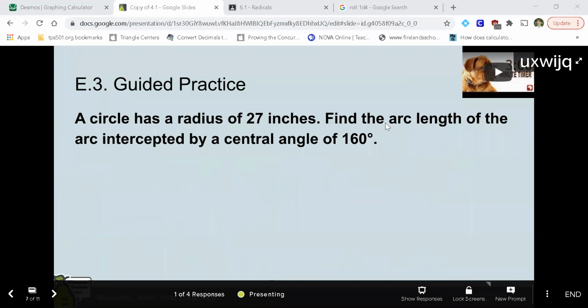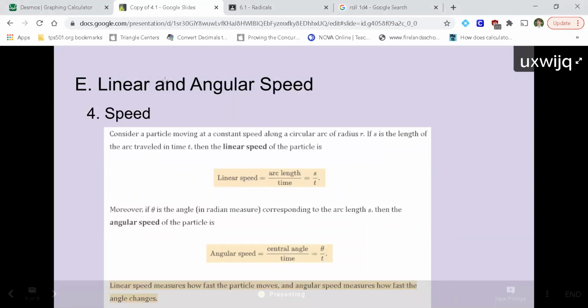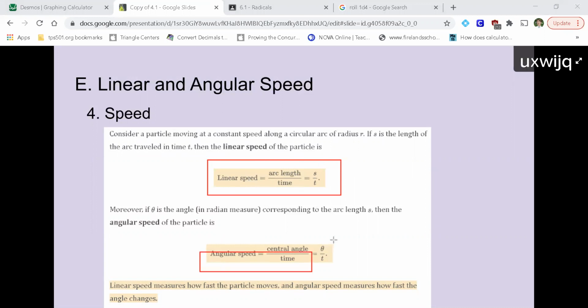Okay. All right. So the last type of word problems they're going to have you solve are about speed. And there are 2 types of speed that you have to distinguish between. So you don't need to write down all this text if you don't want to. But what you should have down is this formula and this formula.